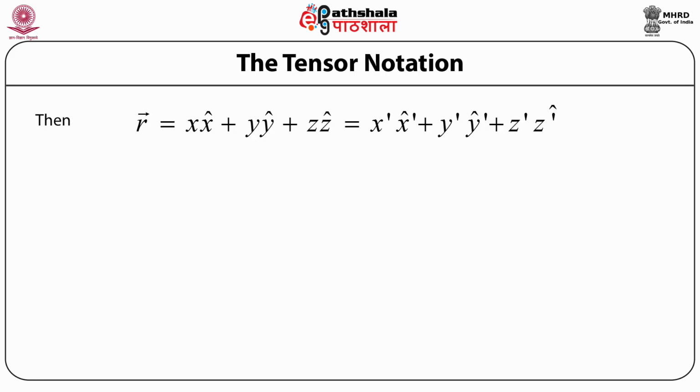Now, if this Cartesian coordinate system is rotated by some angle such that the new axes are x prime, y prime and z prime, having unit vectors x prime, y prime and z prime along the x, y and z axes respectively, then the same position vector r of the point P in terms of this new Cartesian coordinate system is given as r equal to x prime times unit vector x prime plus y prime times unit vector y prime plus z prime times unit vector z prime.